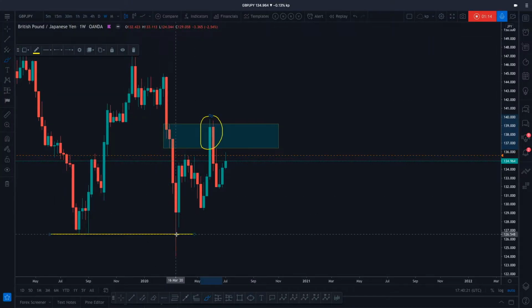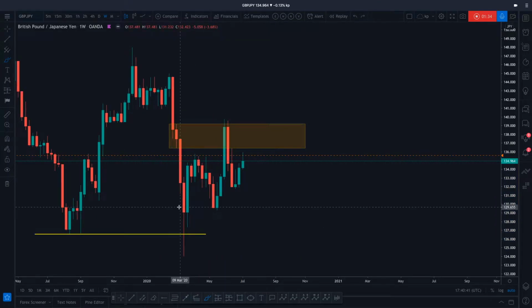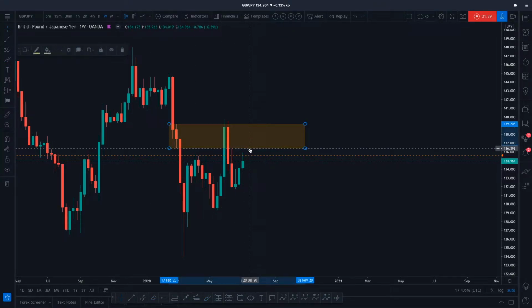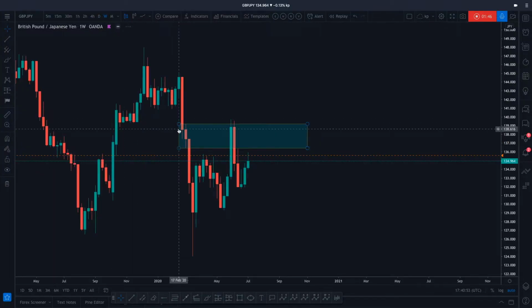since this impulse broke the last support right here, we can expect that from the weekly supply zone our final take profit will be about here. Now let's switch to the daily time frame. We use the higher time frames just for direction, and we do not enter on the higher time frames.